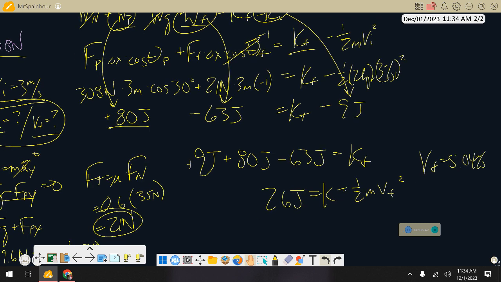But going back to this real quick, why did I do it like this? Well, to understand a little bit better. Here's what this says. I started with 9 joules. The push added 80 joules of work. While that was going on, friction took away 63 joules. So in total, I added 17. If I add 17 to the 9, then our final kinetic energy should be 26 joules, which means we should be going 5.04 meters per second, about 2.04 meters per second faster than the original. Hopefully that helps.